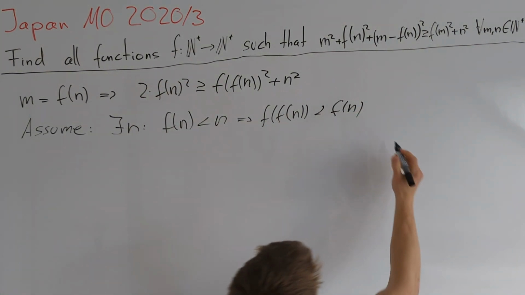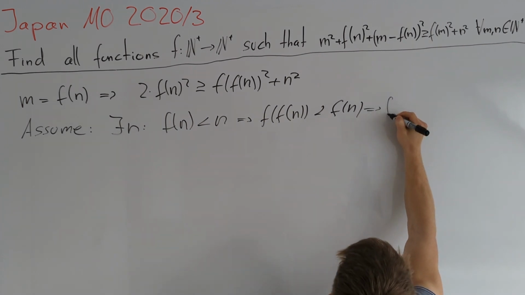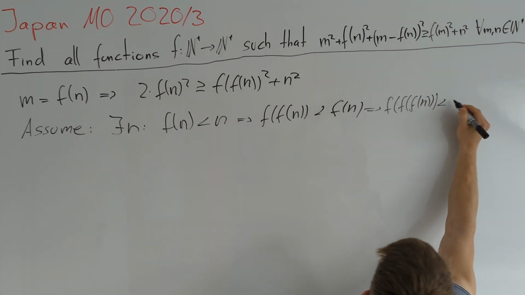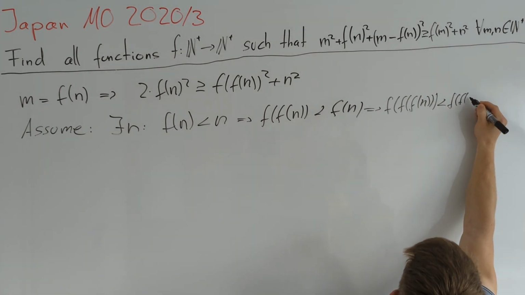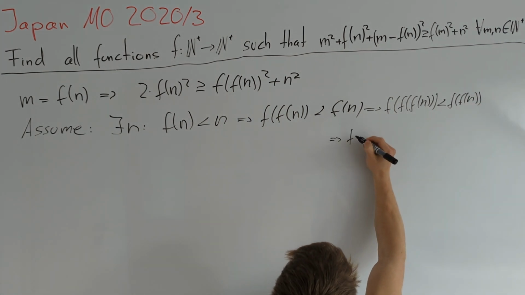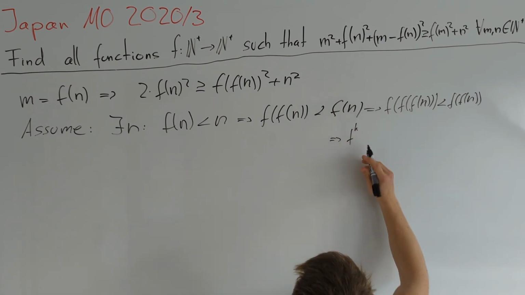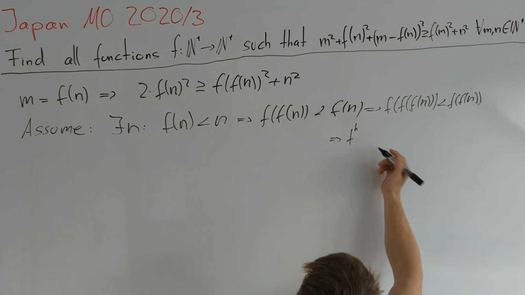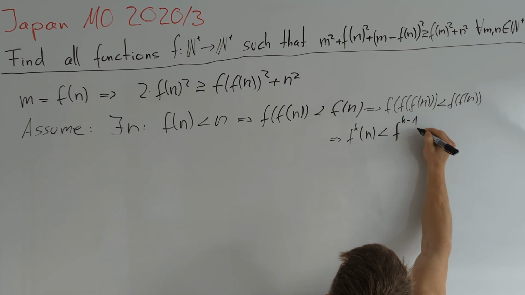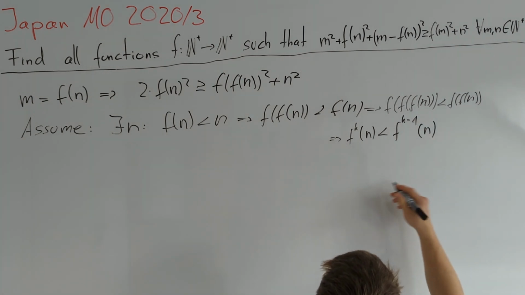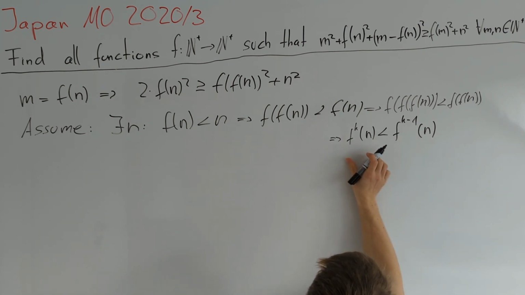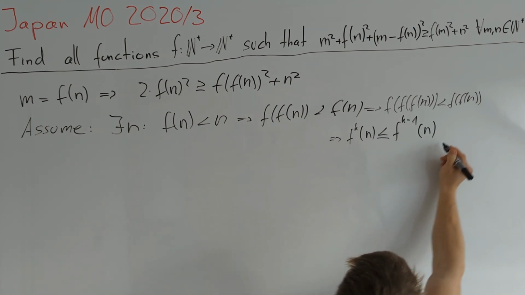And now we can go on and say that this implies that f of f of f of n is less than f of f of n, and we can go on to get that in total f to the power of k, which means that we take f k times of n, is less than f to the power of k minus 1 of n. Moreover, since we work in the positive integers, this inequality is equivalent to the inequality that the left hand side is less than or equal to the right hand side minus 1.